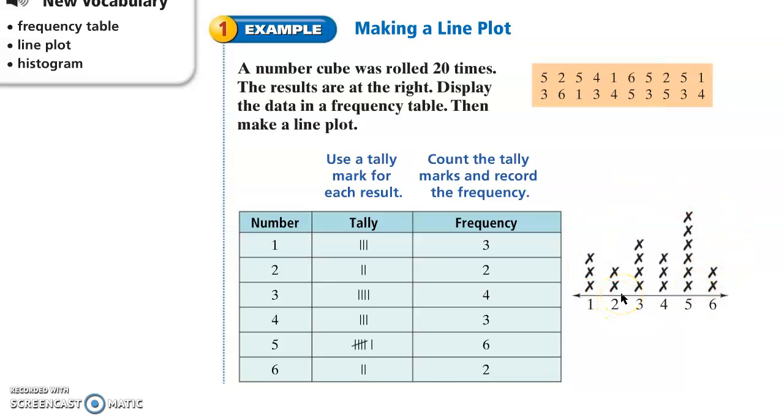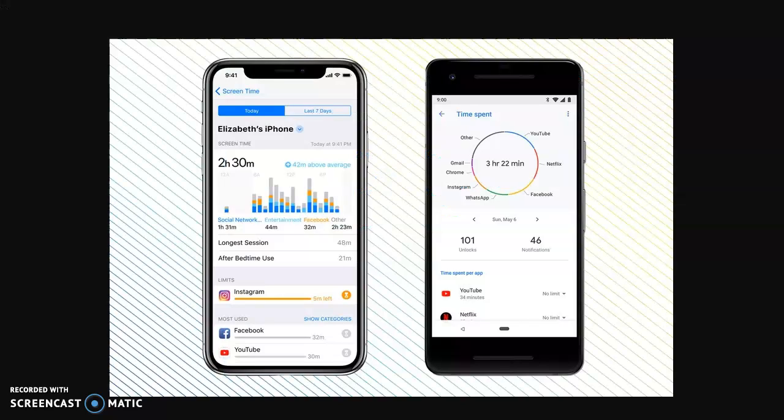And for that reason, a lot of things that we see and use on a daily basis are geared towards giving you a visual representation of data. You might not think of these things as data, but they are. Take, for instance, your cell phone. Right now, if you have an Apple or a Google phone, you might have an app that tracks how often you use certain apps.